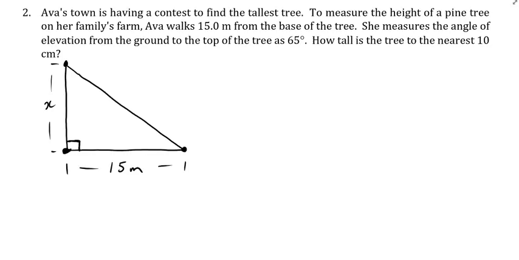The last thing that I'm doing is she measures the angle of elevation from the ground to the top of the tree as 65 degrees. And some people, again, have a problem with this. So how do I know where to put the 65? Anybody? Summer. Why would you say the top corner?